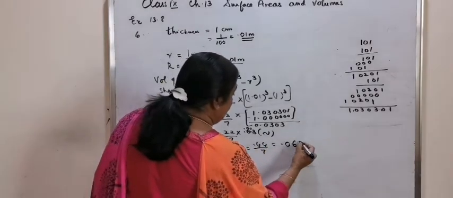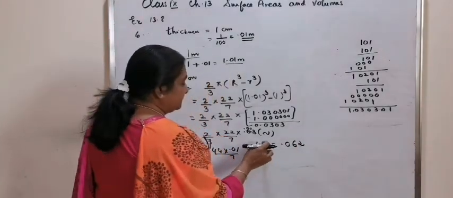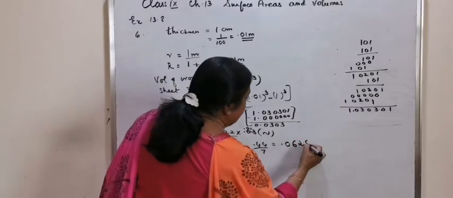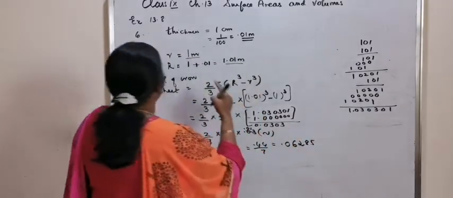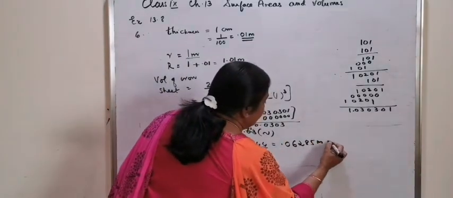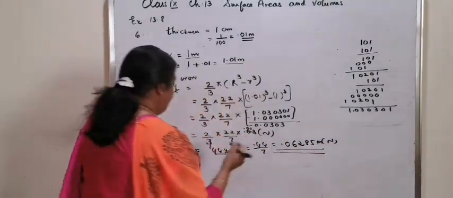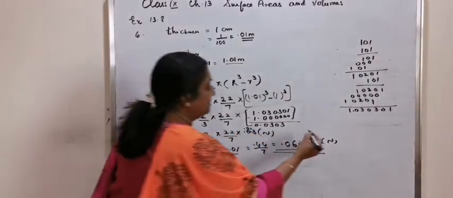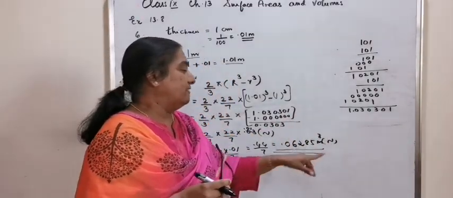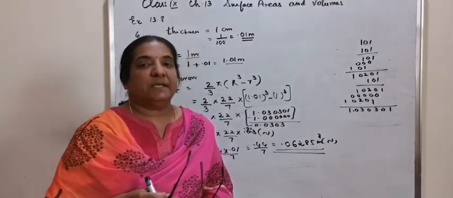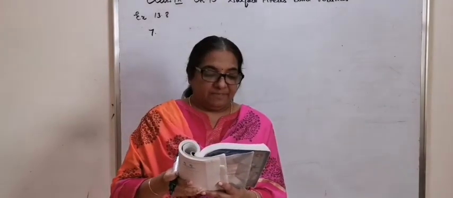So 7 2s are 14, again 6, 7 8s are 56, then 40, 7 5s are approximately. That means the volume is 0.06285 meter cubed approximately.